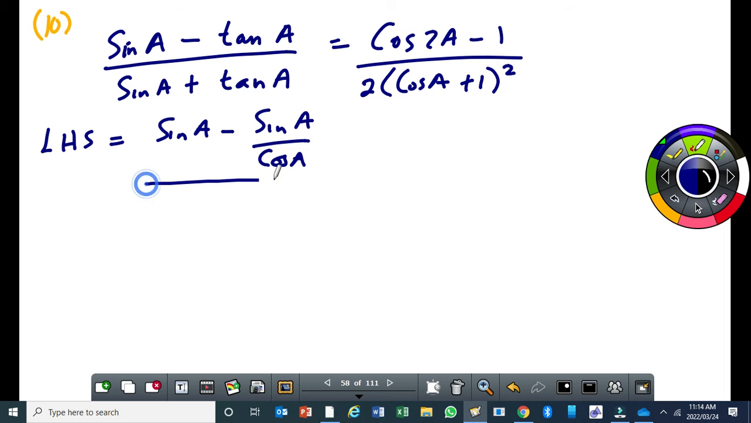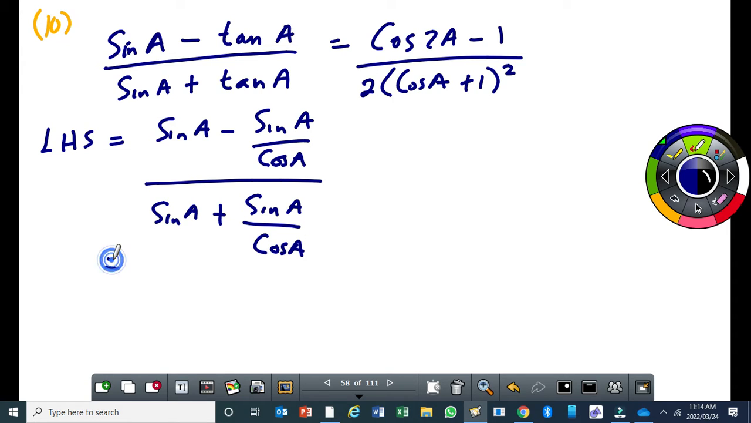So this is all over sine A plus another sine A over cos A. Right? Can you pay attention? Can you put your phone away, please?